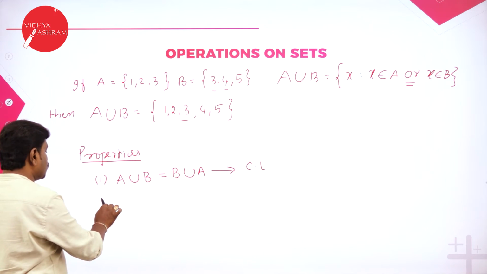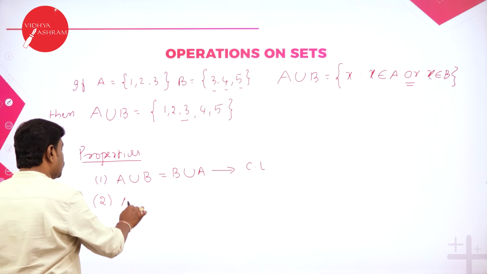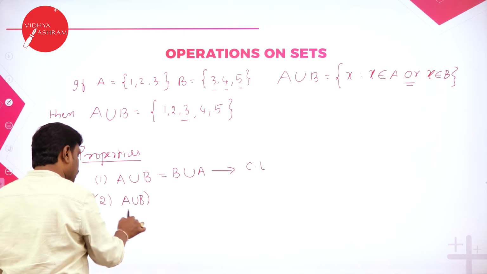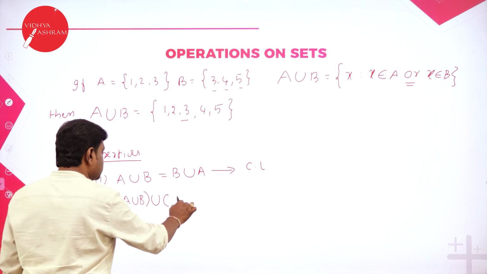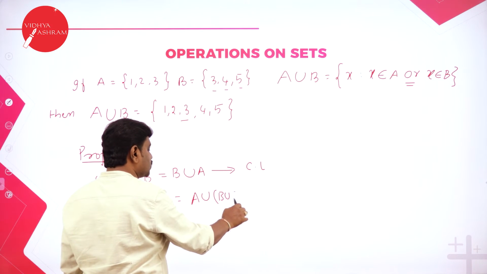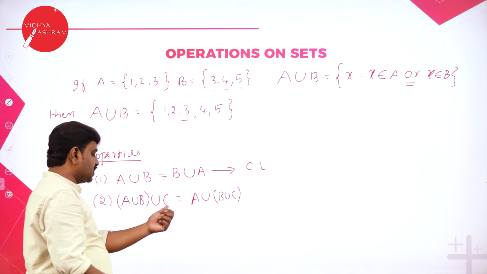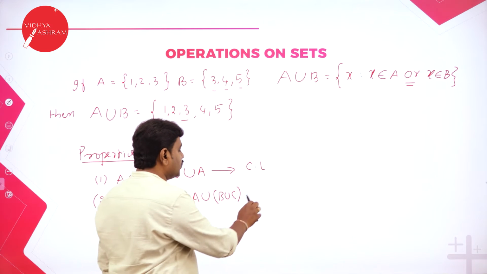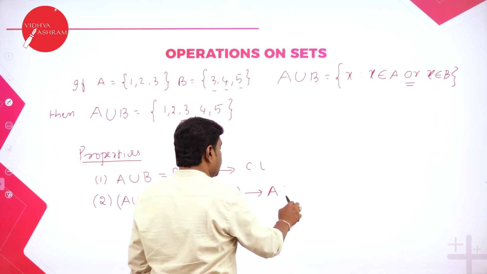Then I taught you the associative law. What is associative? You can associate the first two, or club the first two, union C, or you can group or club the last two. We can associate the last two. A union B union C is the same as A union (B union C). We call this the associative law.